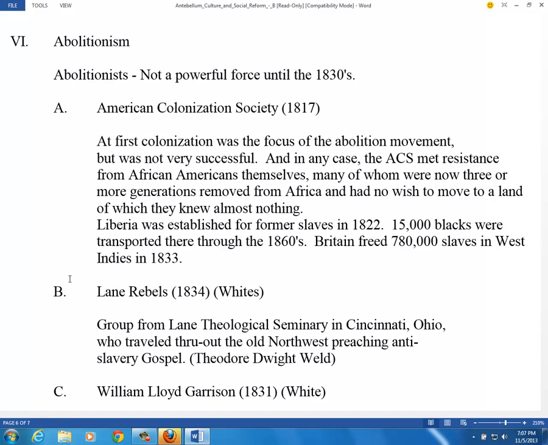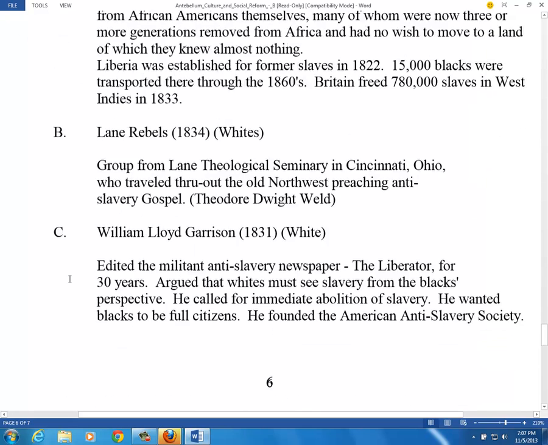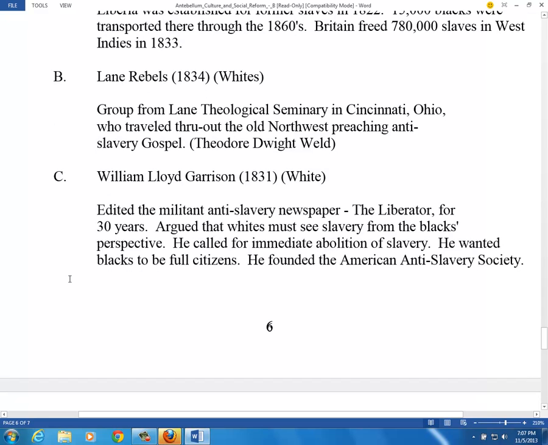But most people here, anyway, did not really have any desire to go to Africa. They wanted to be able to be free here. William Lloyd Garrison, very important name in the history of abolition. He is a white man that just believed very, very strongly that blacks were human, that blacks should have the same rights as any other person in this country, and that there should be no gradual emancipation.